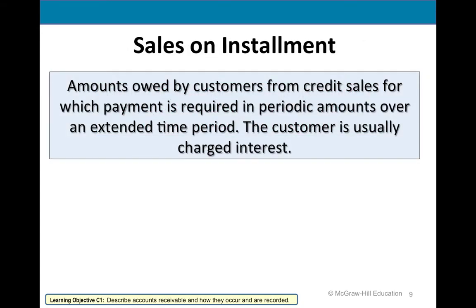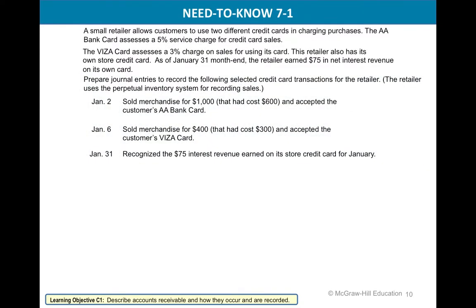Installment. Remember, installment means, again, over time you're making sales by credit sales. A lot of times people don't buy, say, houses or cars immediately. You have to buy them over time. And again, the drawback is the customer has to pay interest on those installments. Again, an example.